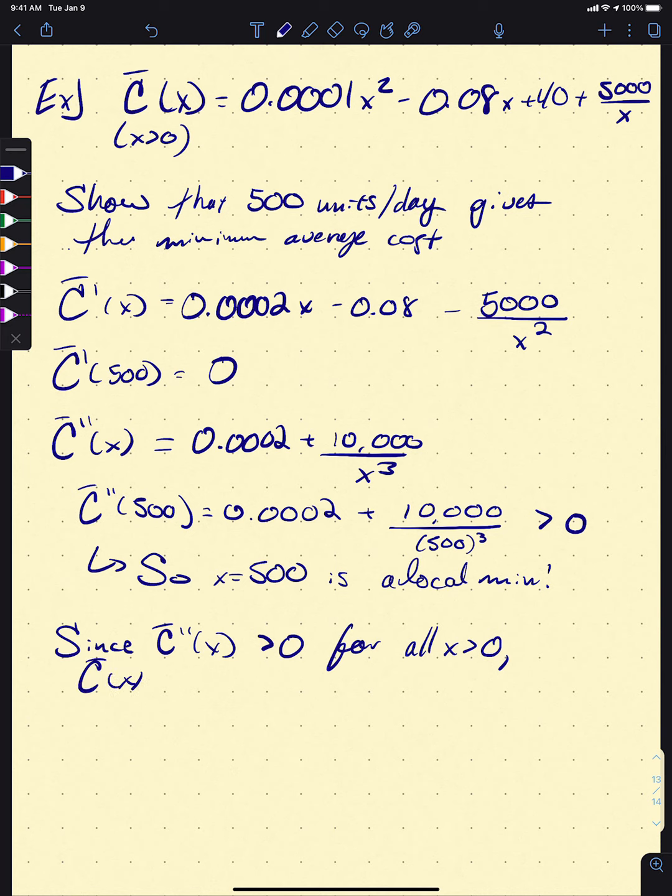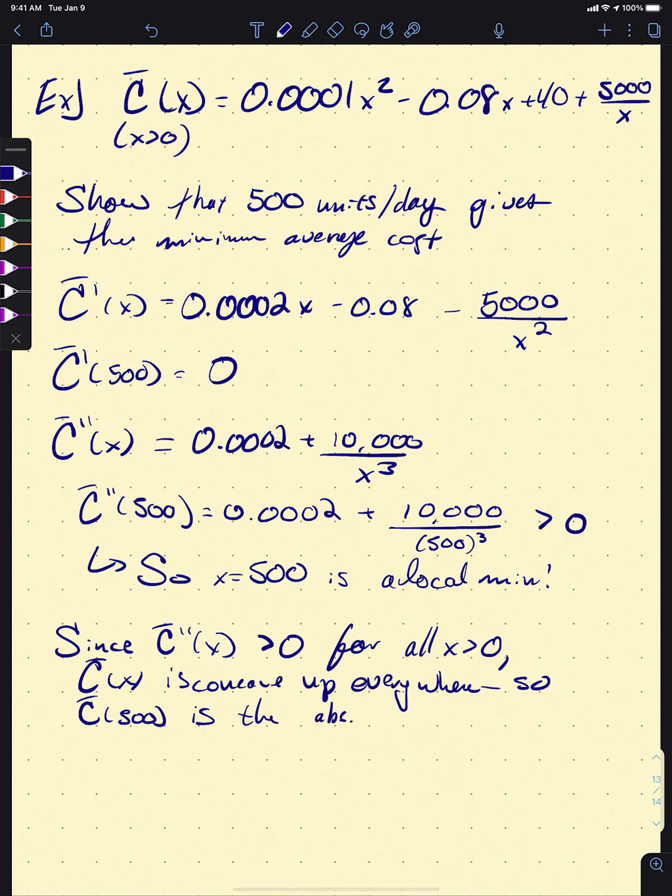then my average cost function is concave up everywhere. So that immediately gives us that c bar of 500 is the absolute minimum. Okay.